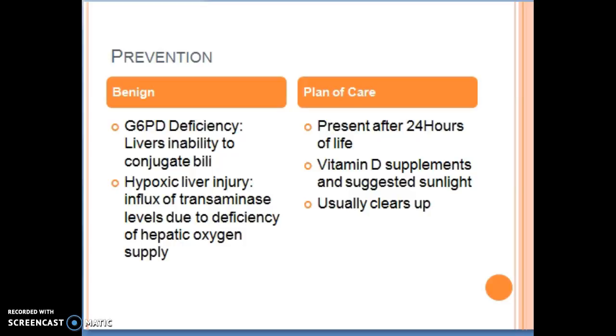Prevention, the first time you can catch it, the better. Usually it presents within 24 hours. You can use vitamin D supplements. It's suggested lots of sunlight. Usually the reason it's caused is because, like I said, the G6PD deficiency, the liver isn't able to conjugate the bilirubin. That's pretty much what happens. But as I said, if you can catch it within 24 hours, more infants will live.